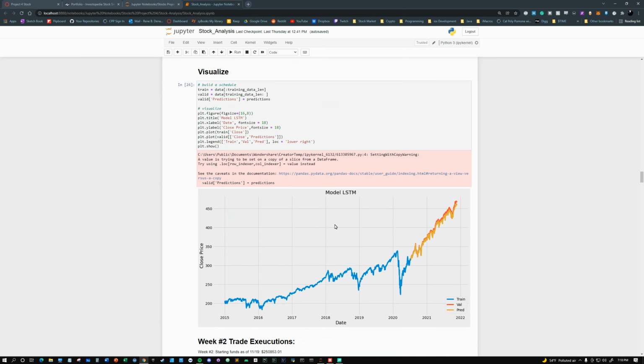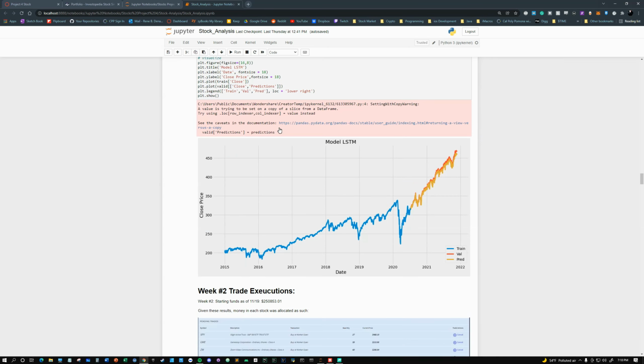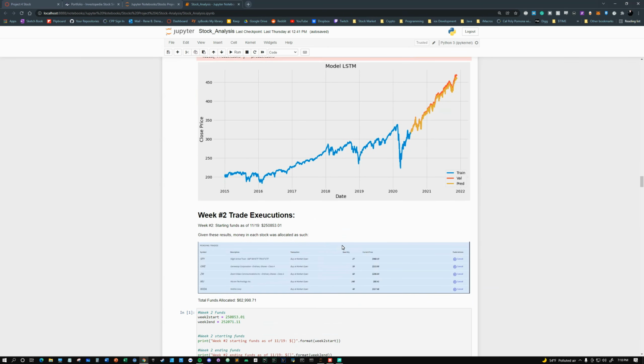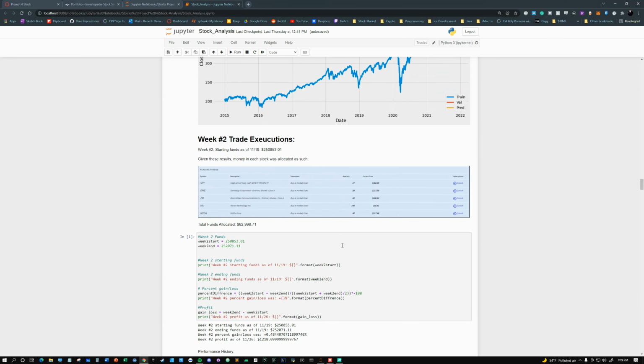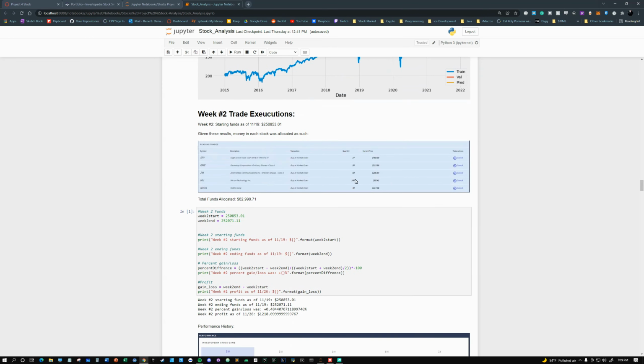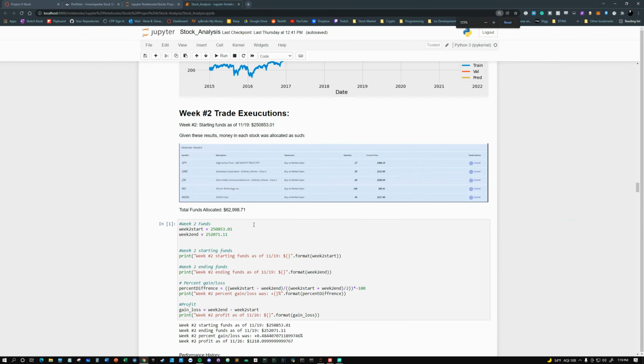So again, this is for Apple, the Apple ticker. I tested this with all 10 stocks, and whichever ones gave me the highest uptrend potential are the ones I chose to allocate the 25% into. So those were SPY, or the S&P 500, GameStop, Zoom Video, what's this one, Micron Technology, and Nvidia. So trying to hit as close to 25% as possible.